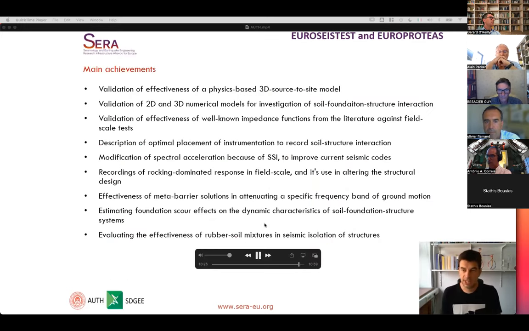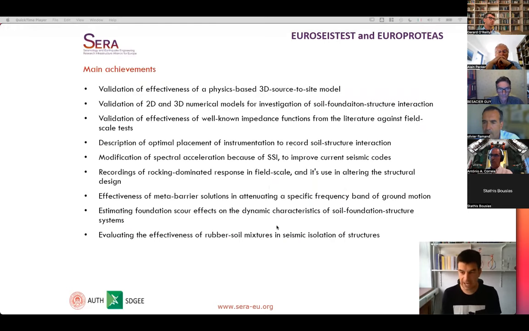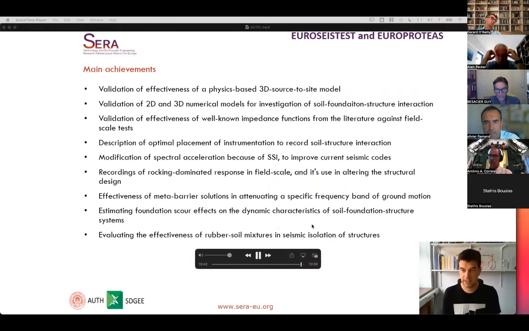Here you can see a list of the main achievements in the SERA project. These were actually taken from the last presentation of Professor Pavese, the concluding presentation of all the facilities that were participating in the SERA project.